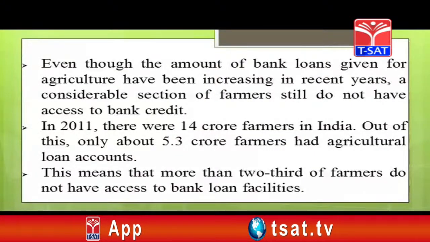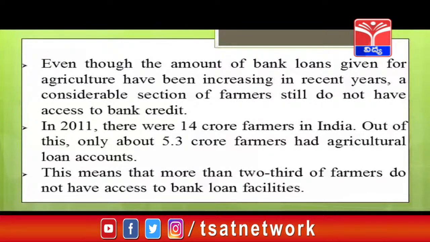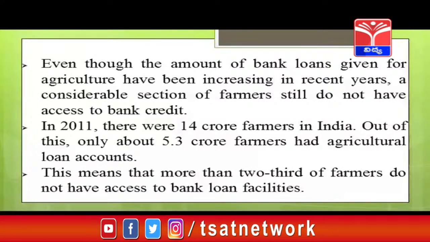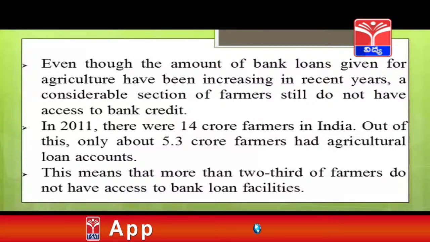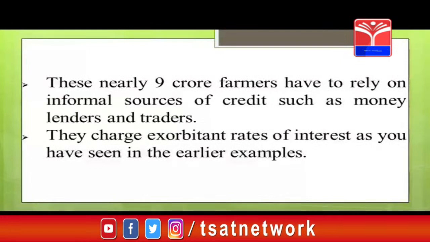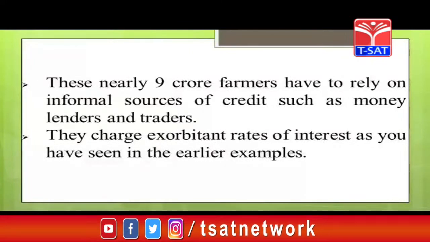Even though the amount of bank loans given for agriculture has been increasing in recent years, considerable sections of farmers still do not have access to bank credit. In 2011, there were 14 crore farmers in India. Out of these, only about 5.3 crore farmers had agriculture loan accounts. This means that more than 2/3 of farmers do not have access to bank loan facilities. These nearly 9 crore farmers have to rely on informal sources of credit such as moneylenders and traders. They charge exorbitant rates of interest, as you have seen in the earlier examples.